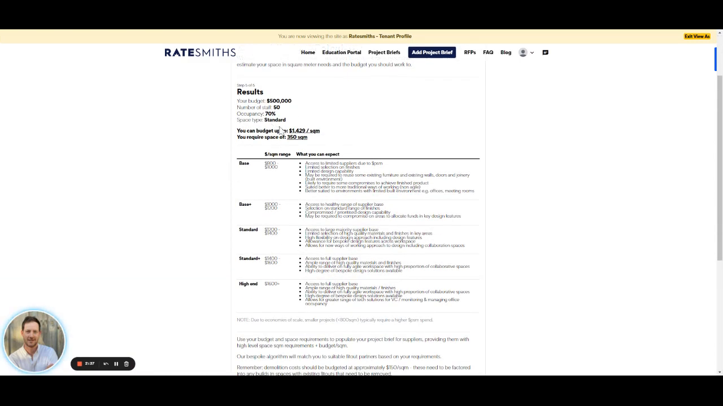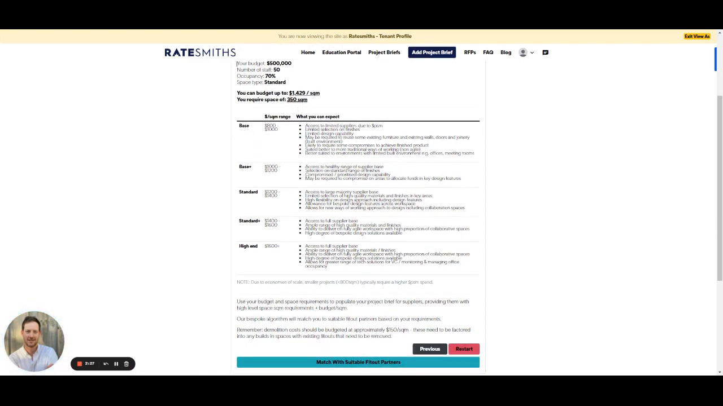And then very quickly, you get a breakdown of your budget, your number of staff at 70% occupancy, and the space type. We've gone for standard. You can budget up to $1,429 per square meter, and you would require 350 square meters based on the details provided.